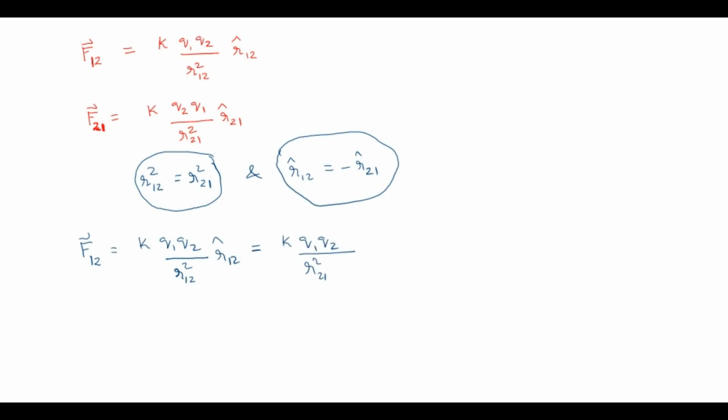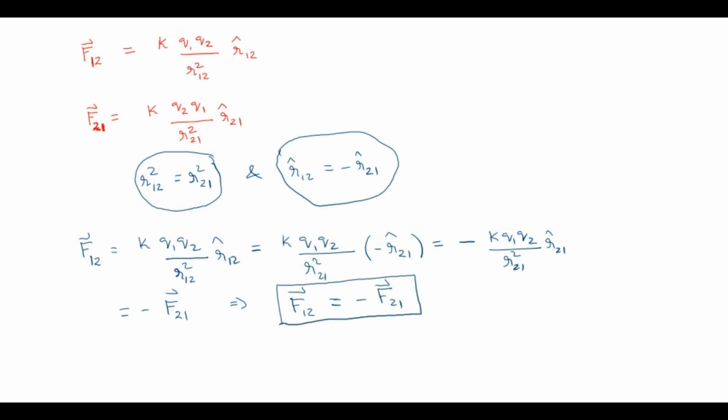But here what do we do? Minus R21 hat. And this can be written as minus K Q1 Q2 divided by R21 square R21 hat, which is nothing but minus F21. So which means F12 is equal to minus F21. So this is a very important equation. This is nothing new, we have already seen it. This is nothing but what? Newton's third law, right? So Coulomb's law obeys Newton's third law.